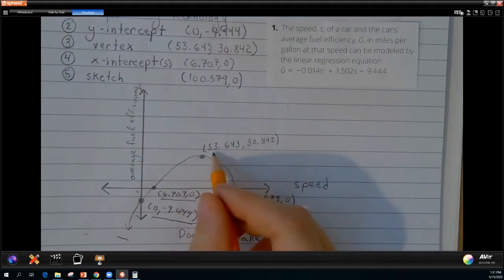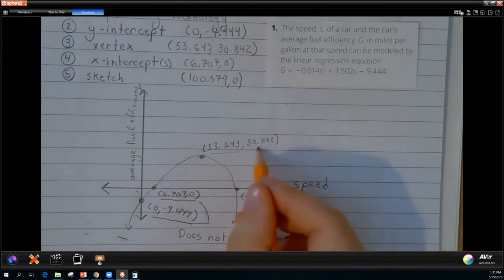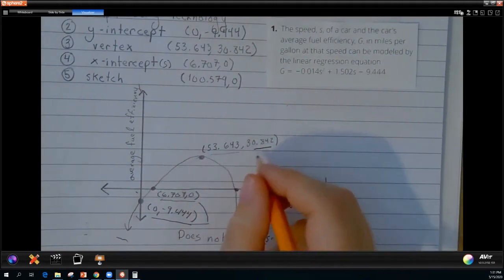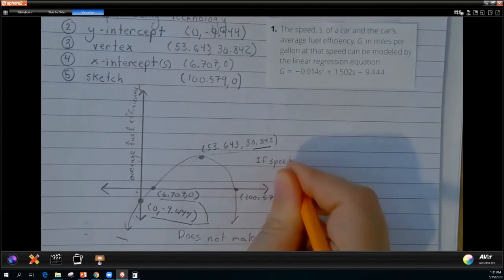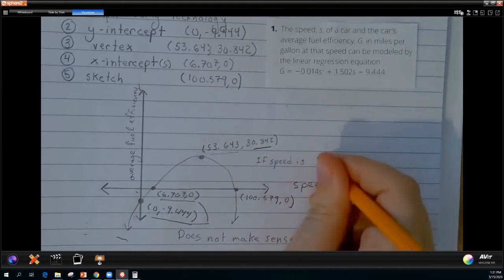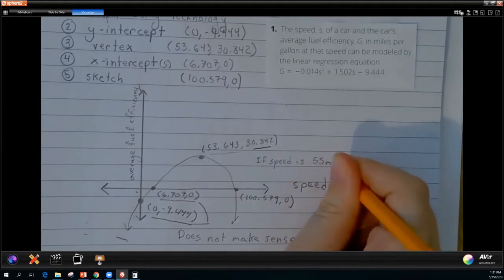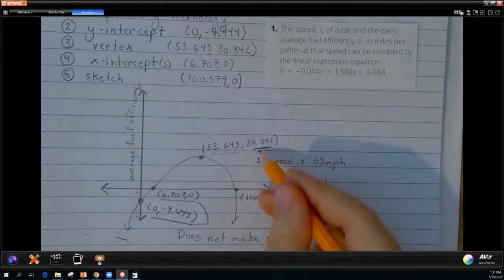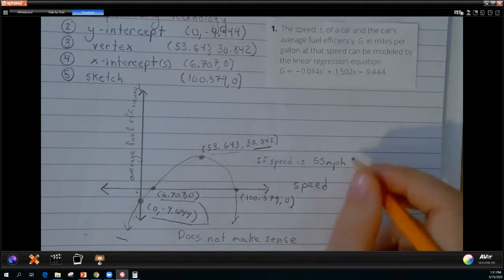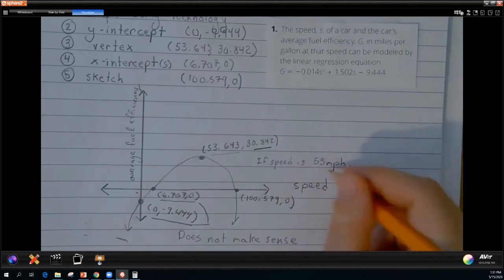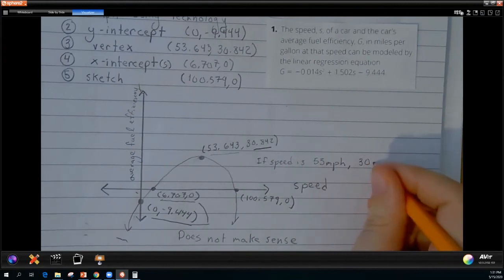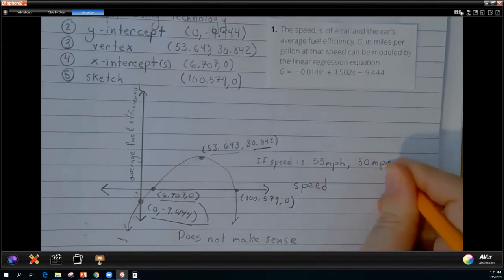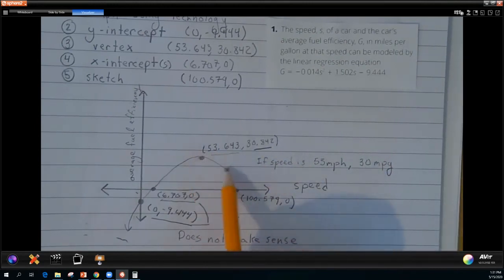And then at our vertex, what this says is if our speed is 53 miles per hour, we get 30 miles per gallon. And that is reasonable. Our speed is 53 miles per hour, we get 30 miles per gallon. So this could be a reasonable model for fuel efficiency right around the vertex.